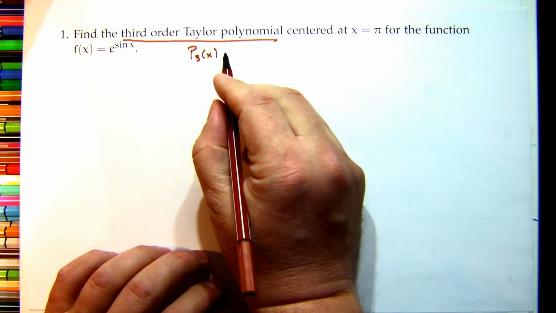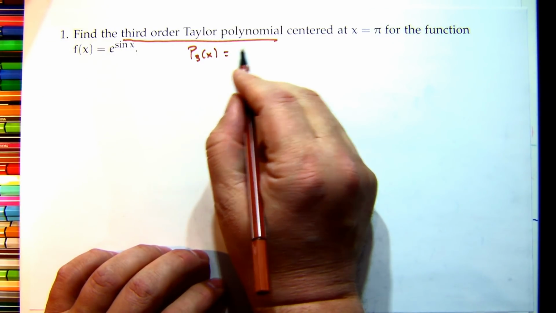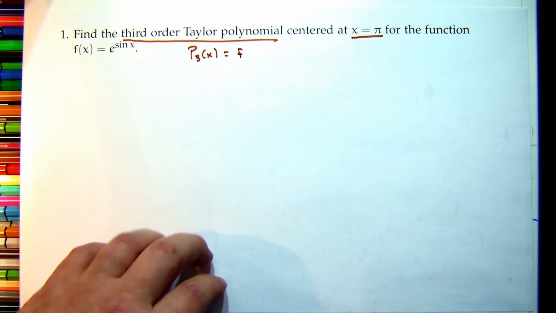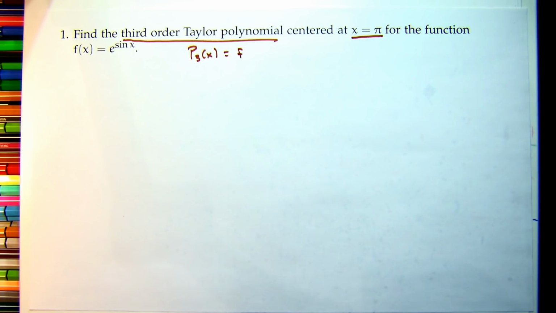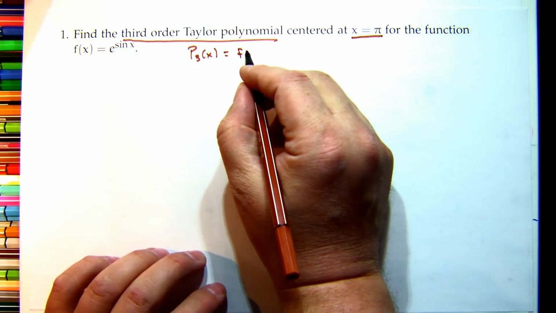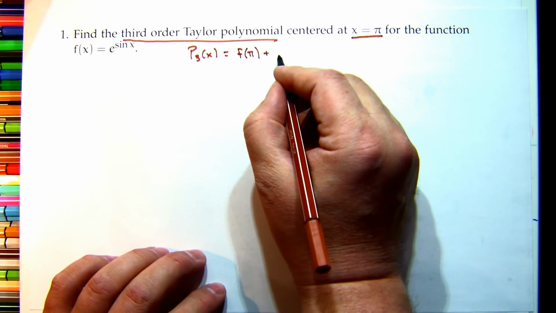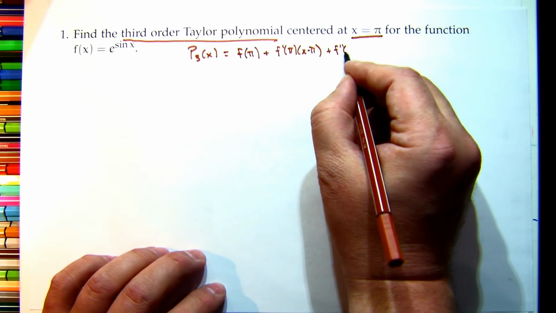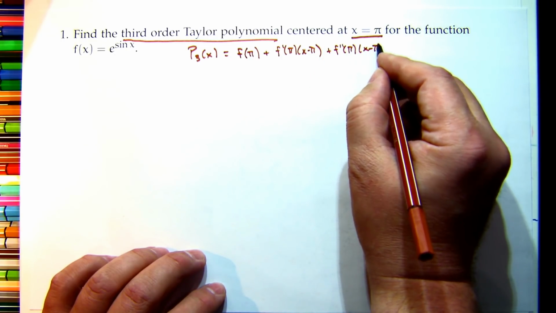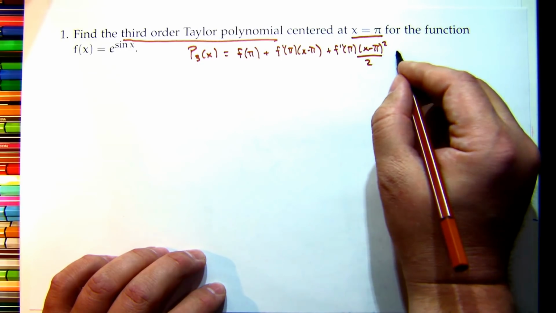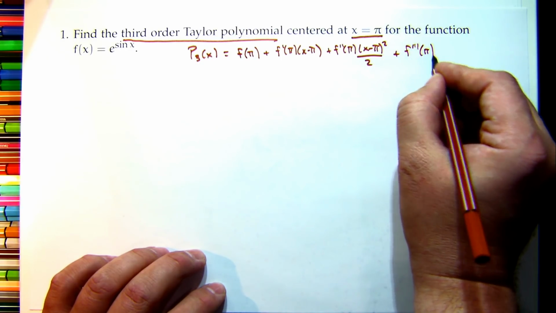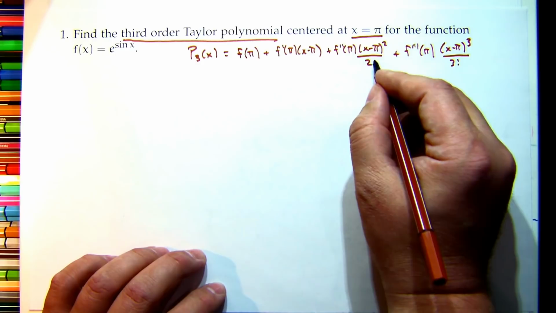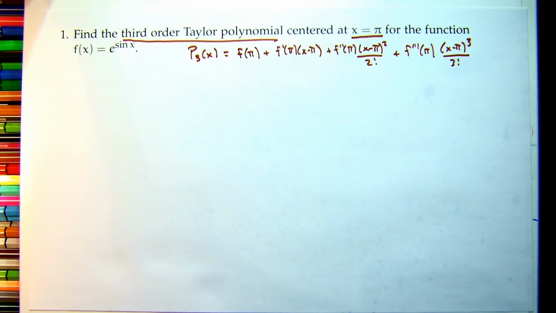So P3 of x means what? Well, it says if you have your function, it's going to be f at your center. So pay attention to where your center is. Most of the time we've done your center at 0. It doesn't have to be. In this case, the center is at pi. So f of pi plus f prime of pi times x minus pi plus f double prime of pi times x minus pi quantity squared over 2 factorial, plus f triple prime of pi times x minus pi quantity cubed over 3 factorial, also known as 6.